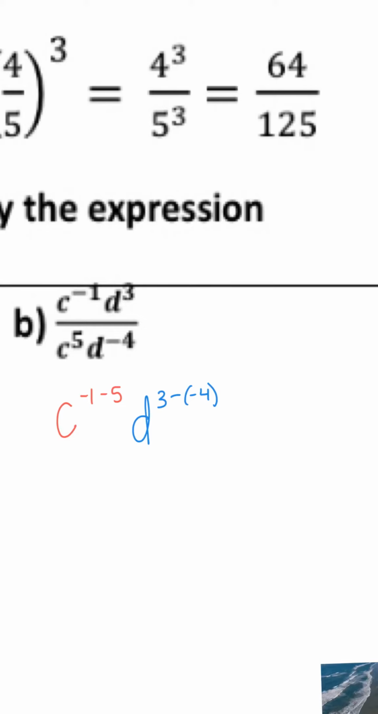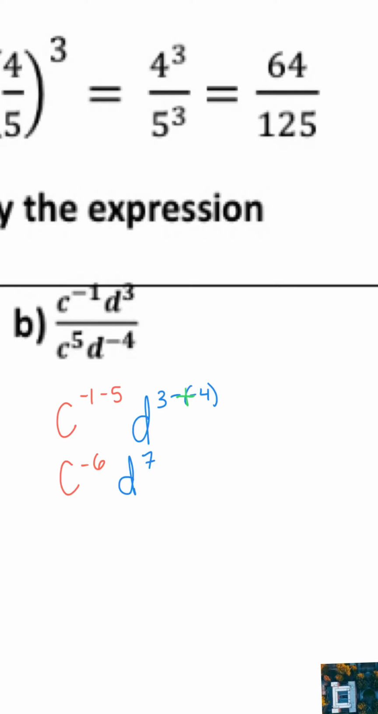All right, let's simplify c. So -1 minus 5, that's like owing you $1 and then owing you 5 more, so it's going to be c to the -6. And then d, now I have two negatives next to each other, which means a positive, so I get 3 plus 4. So that gives me d to the 7th.